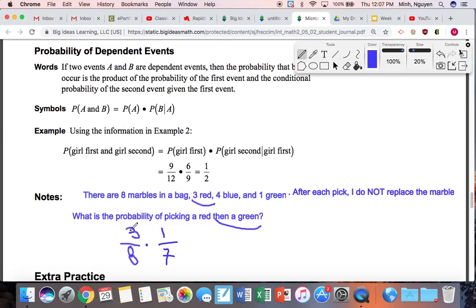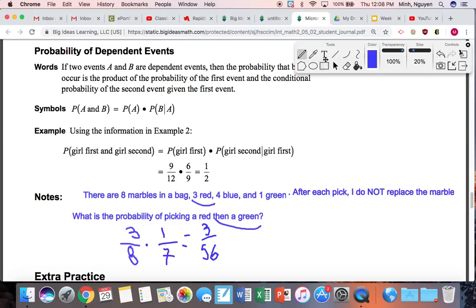So it's 3 over 8, so it's red out of all possibilities, 3 reds out of all possibilities, and then the greens out of the separate number of possibilities, which is 7 if I take out the first marble. So it's 3 over 8 times 7, which is 56.